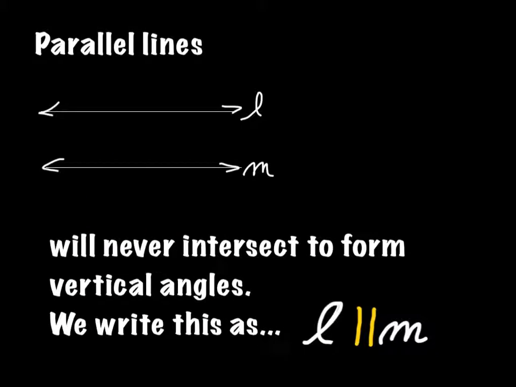In terms of parallel lines, it is a very important concept. Parallel lines will never intersect to form vertical angles. And the symbol that we use for parallel lines is this symbol here, which looks exactly like what parallel lines do. They never cross.